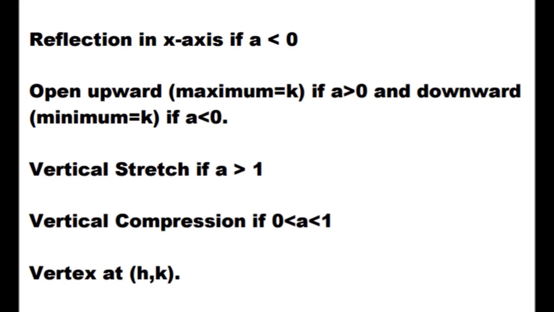Now for vertical stretch, if a is greater than 1, then it's a vertical stretch, and if it's between 0 and 1, then it's a vertical compression. And the vertex is at h and k, so make sure you know this formula. The k represents the vertical translation. If k is greater than 0, then it moves up, and if k is less than 0, then it moves down. Those are the rules for vertex form.